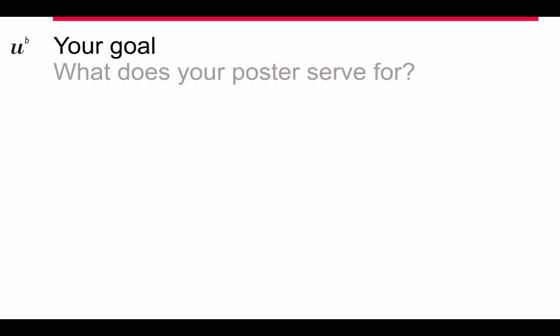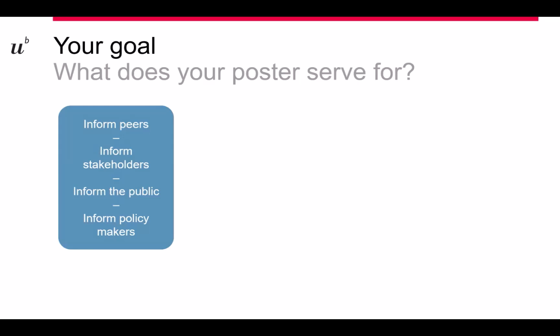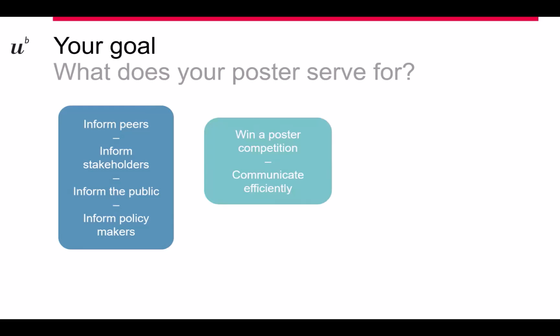Let's talk about your goal first. What do you need your poster for? What does your poster serve for? So I'm pretty sure that many of you use a poster to inform peers at a conference, to inform other researchers. Maybe also a poster is useful to inform stakeholders of a project, or you inform the public, or even policymakers. And there's huge differences between these target groups and between the aim of your poster, depending on these target groups. Or you want to win a poster competition specifically.